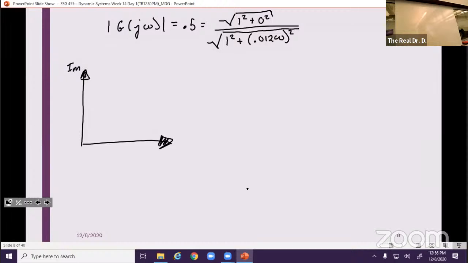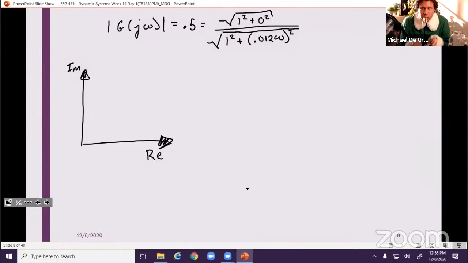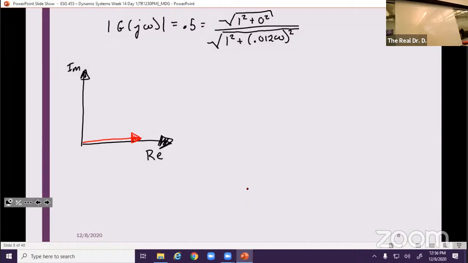Here's my imaginary axis. Here's my real axis. In this case, let's look at the numerator. The numerator is 1. The magnitude of the numerator is 1. That is completely real. So here it is. That's the magnitude of the numerator, 1.